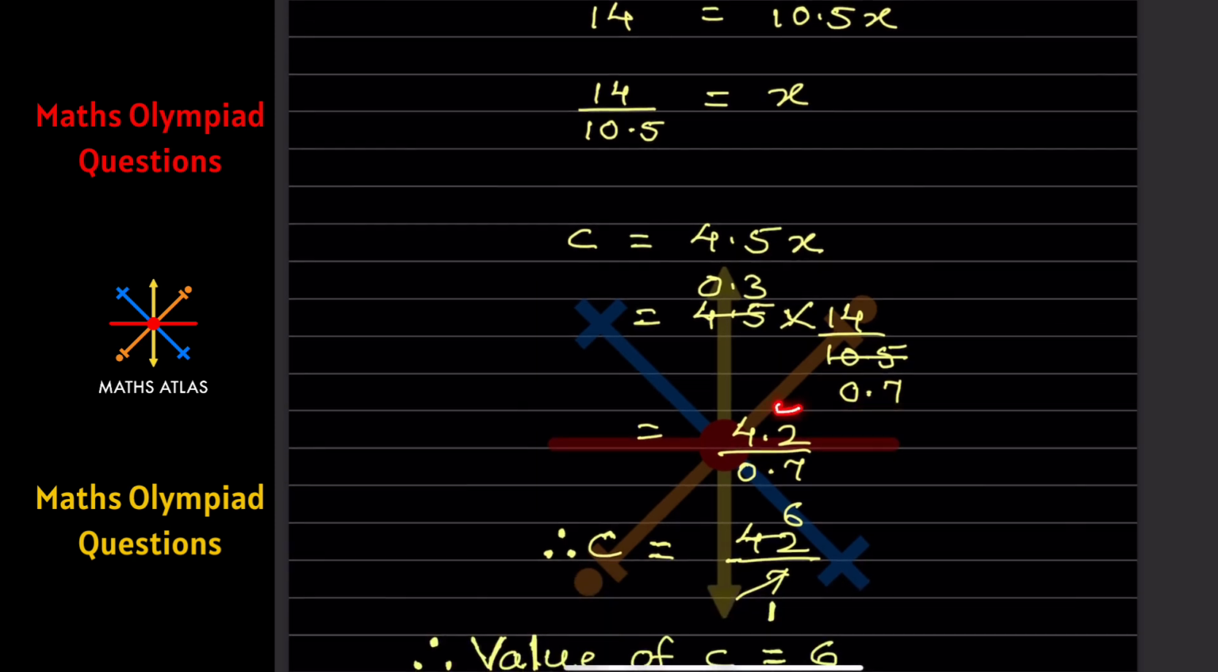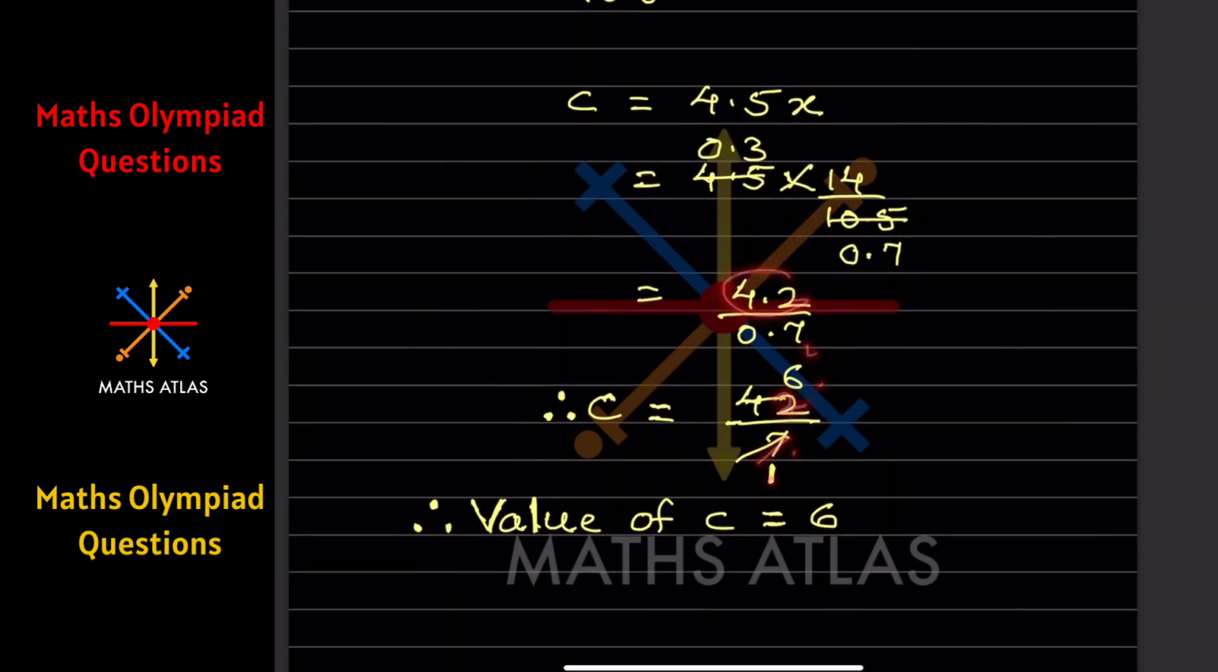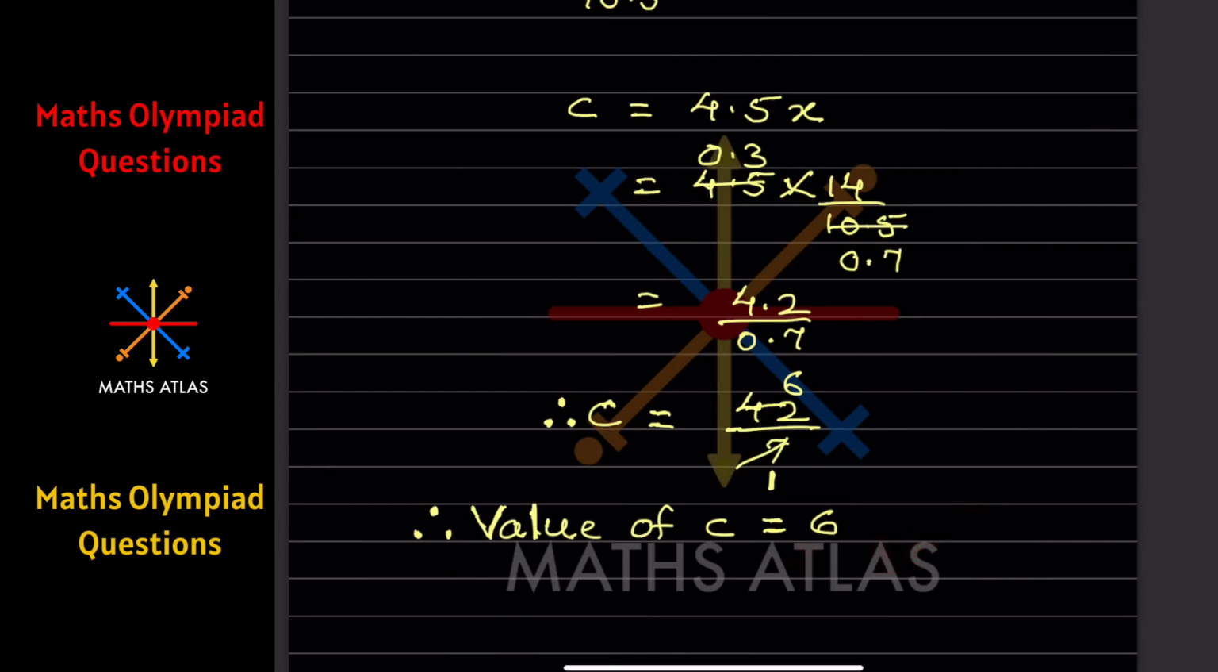Now what we can see, after one number there is a decimal, and here also after one number there is a decimal, so we can cancel out the decimal. So we'll just write the number, that will be 42, and this is going to be 7, so this is going to be 6. So the value of C is 6.